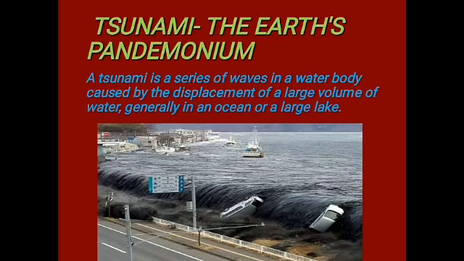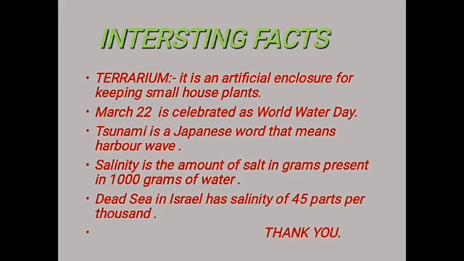Now let's talk about tsunami. You can see in the figure there is a large destruction shown. Now let's talk about what a tsunami is. Students, a tsunami is a series of waves in water bodies caused by the displacement of a large volume of water, generally in an ocean or a large lake. Tsunamis, the horrible waves, have struck havoc in the oceans many times, for example in the Indian Ocean on the 26th of December 2004.